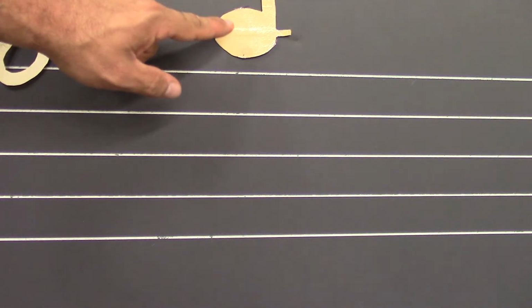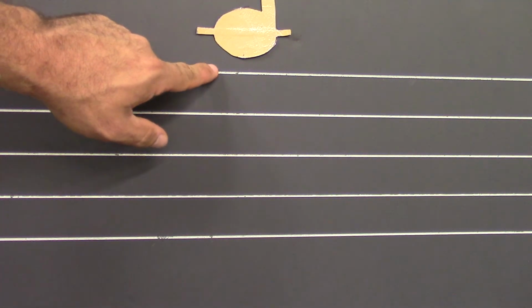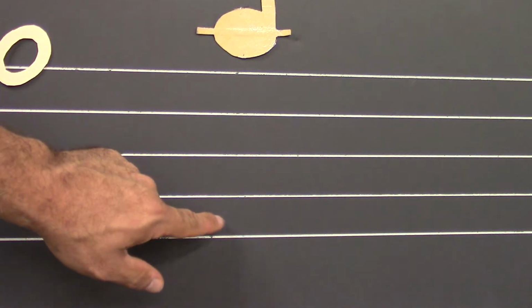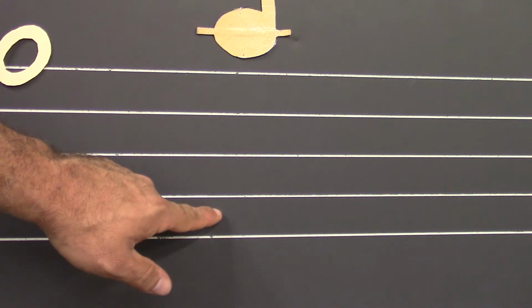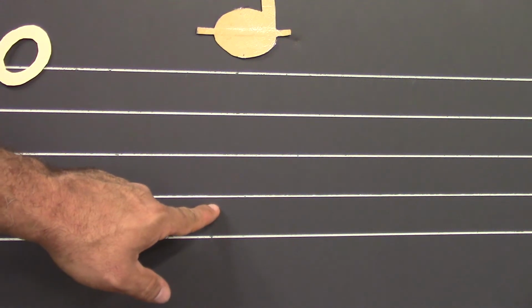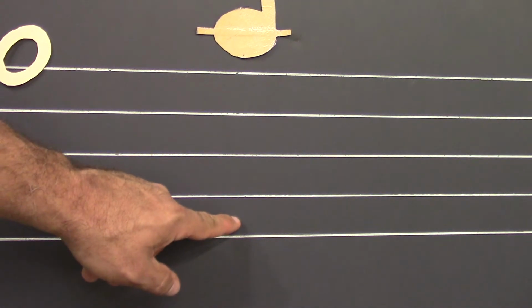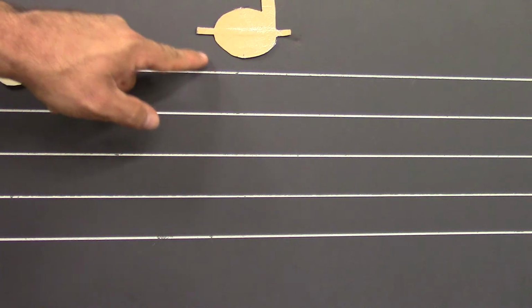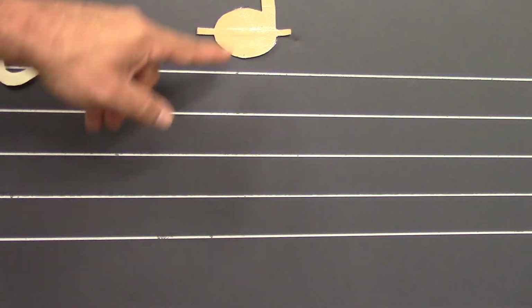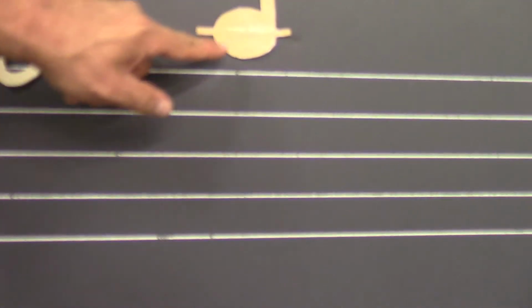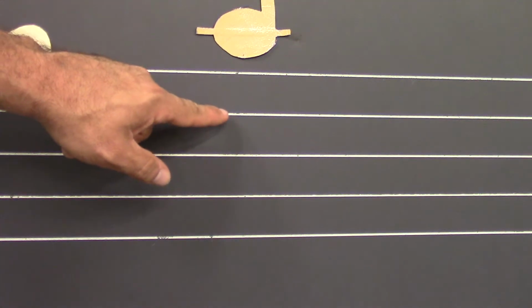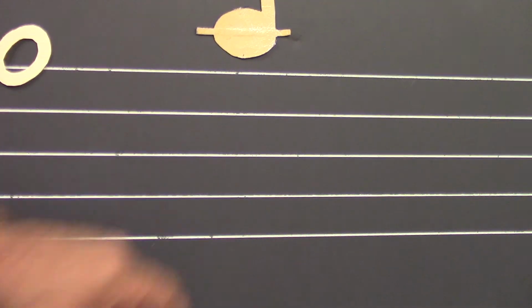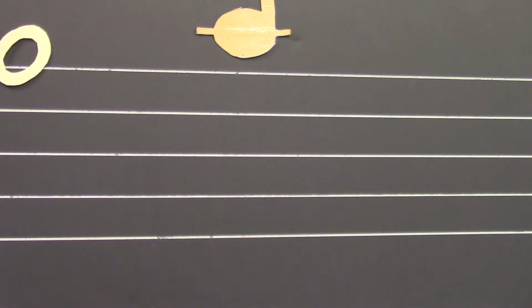Let's go backwards. C, B, A, G, F, E, D, C, B, A. You didn't realize you have to say your alphabet backwards to be able to read music, huh? Let's do it again. A, B, C, D, E, F, G, A, B, C. There's no H. Let's go backwards. Ready? Go. C, B, A, G, F, E, D, C, B, A. So that's your musical alphabet.